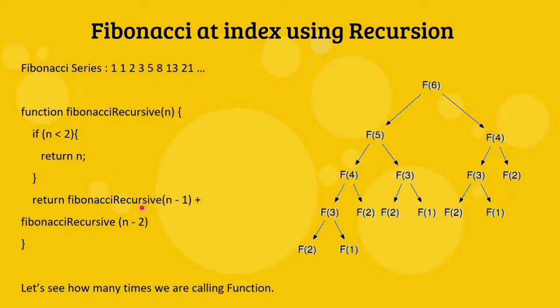So if I pass 1, then I should get 1. If I pass 2, then I should get 1 again. If I pass 3, then 2 should be returned. If I pass 4, then 3 should be returned, and so on. Let's try to write the recursive program for the Fibonacci series. So let's go to the Visual Studio.